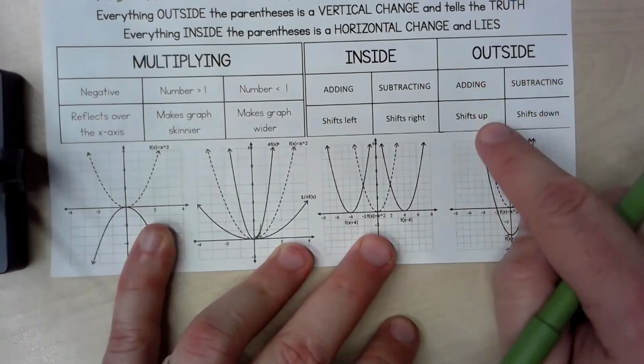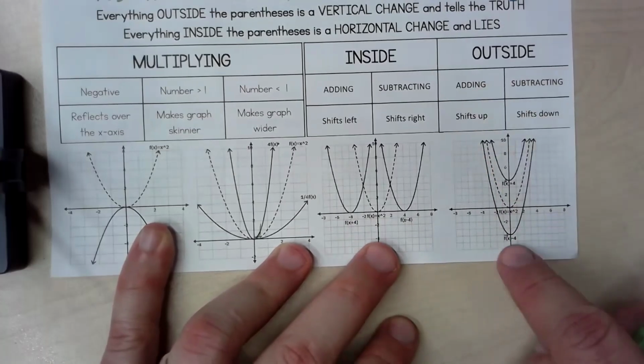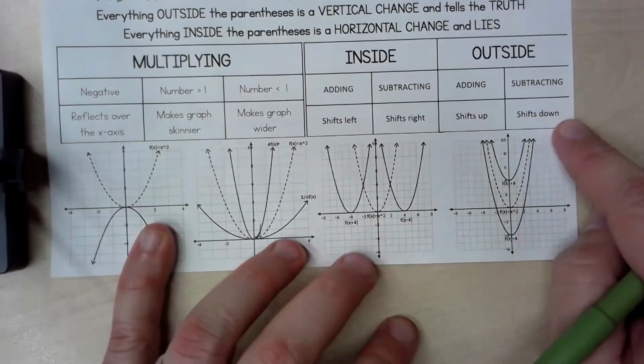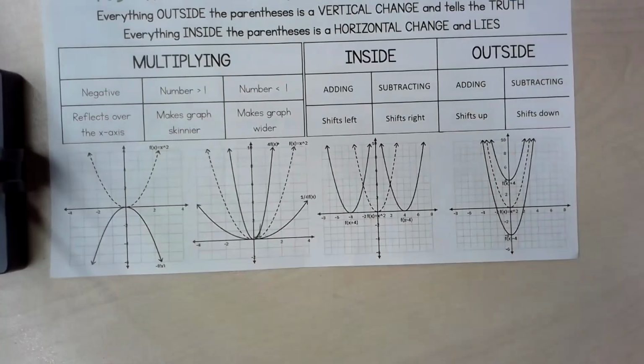+4 makes it go up. That makes sense. Subtracting 4 makes it go down. Oh, yeah, that makes sense. But again, rarely is it just one thing being transformed. There's typically multiple transformations happening. Let's flip it over and practice a couple before you do the rest.